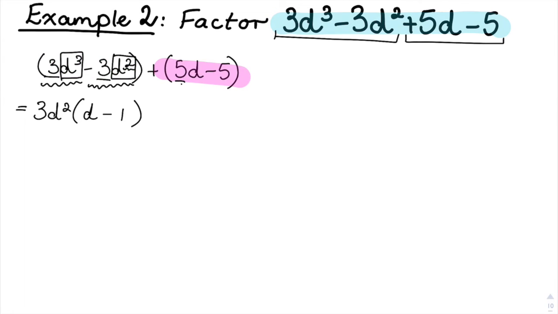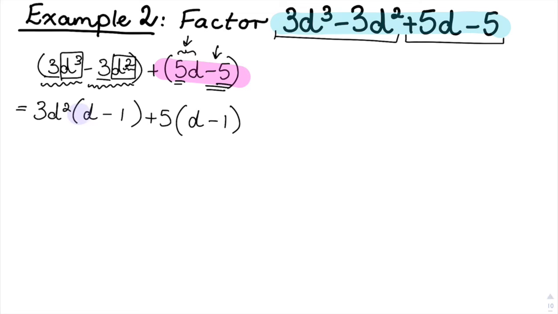The common factor of 5d and negative 5 is just 5, so I'm just going to write plus 5. 5 times d will give me the negative 5d. And then I'm also going to write negative 1 because positive 5 times negative 1 gives me the negative 5, which is the second term in that set of parentheses.